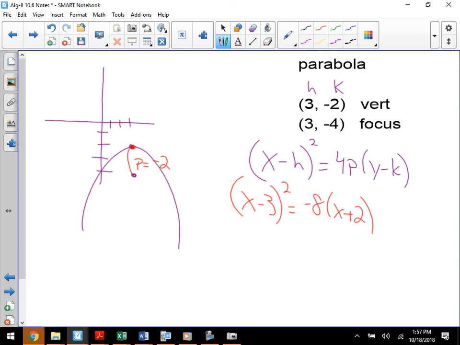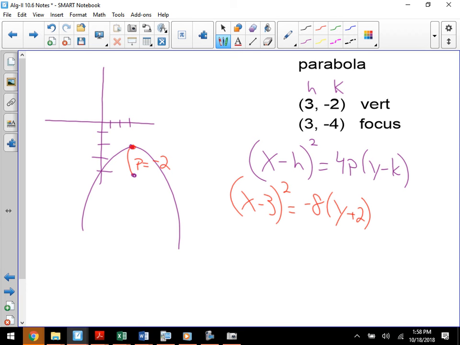No, it's an x. It should have been a y. Really badly drawn in that. Okay? That's how you write equations.